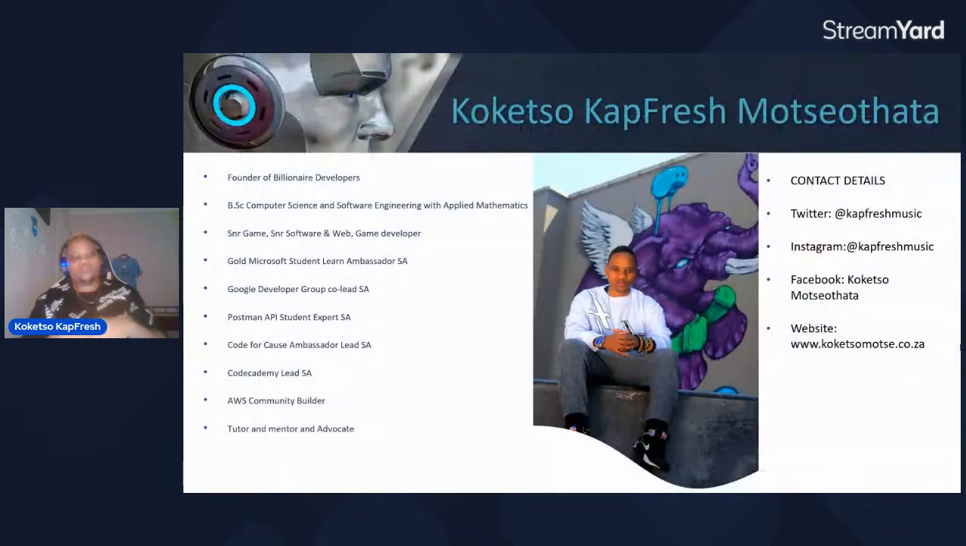But without further ado, you're probably asking yourself, who is this guy? My name is Koketsu Mototata. I have been a developer for almost all of my life, and I have been working with multiple organizations and companies such as Microsoft, Google, AWS. I also am a mentor and a coach, and I promote code ethics and so forth. But this is definitely not about me, right? It's all about you. So let's dive deep into learning everything that we need to know about Python and Django.